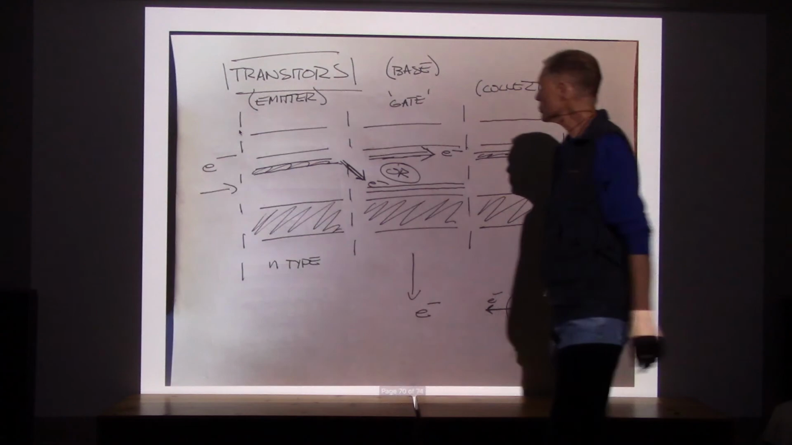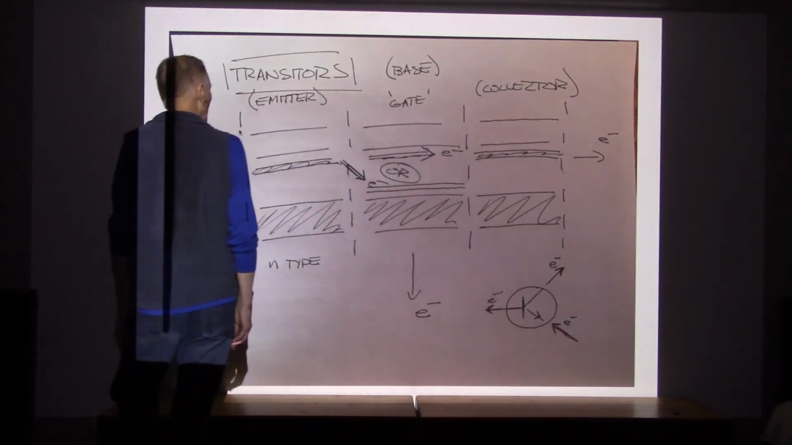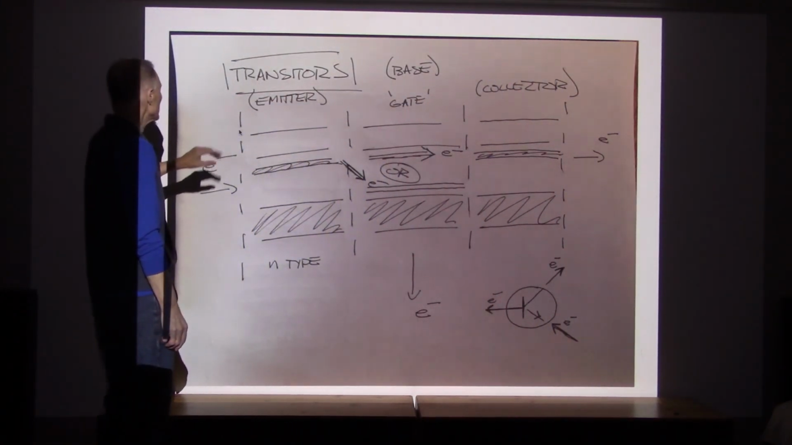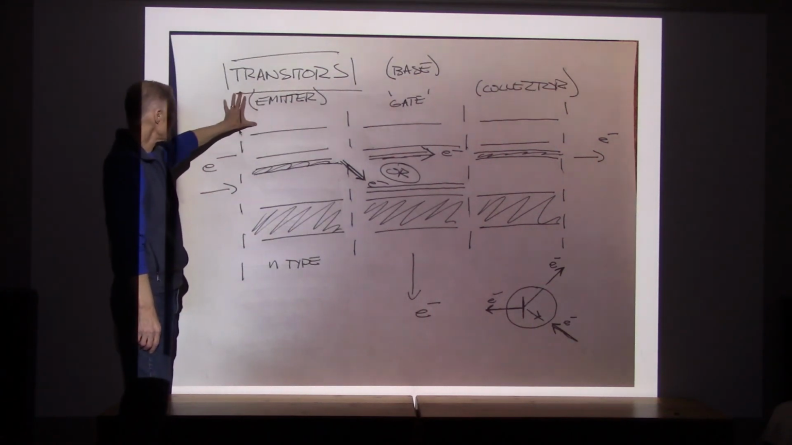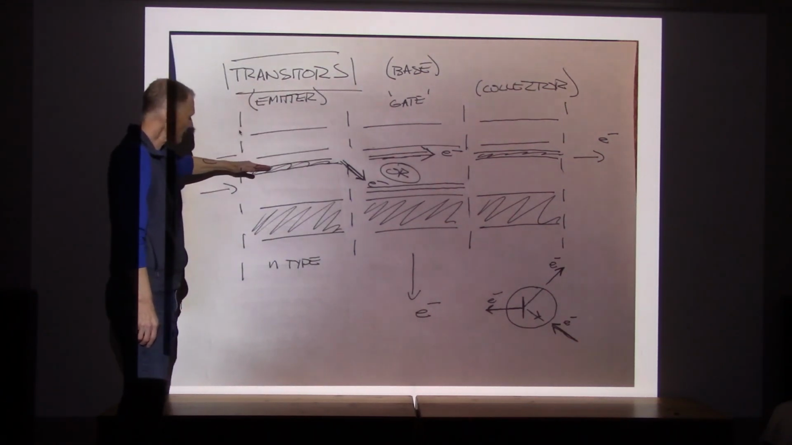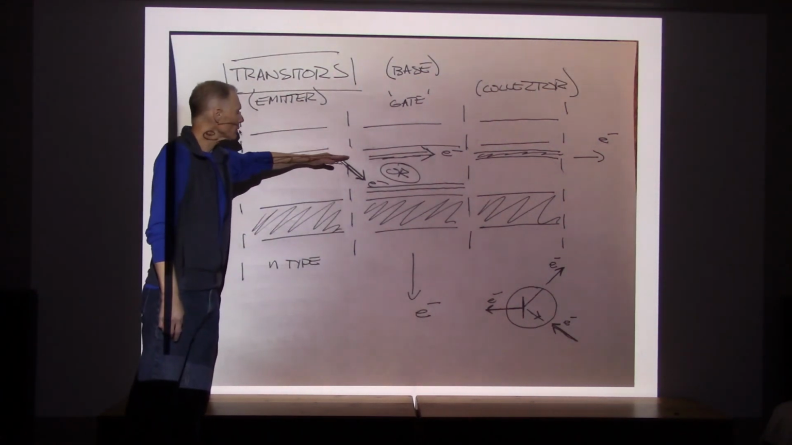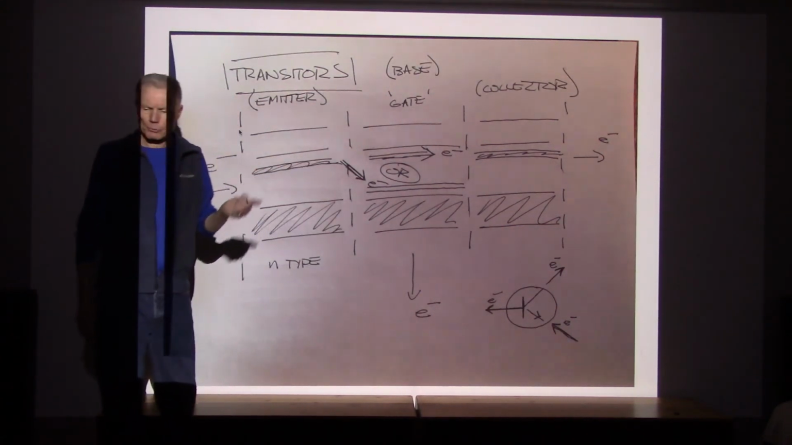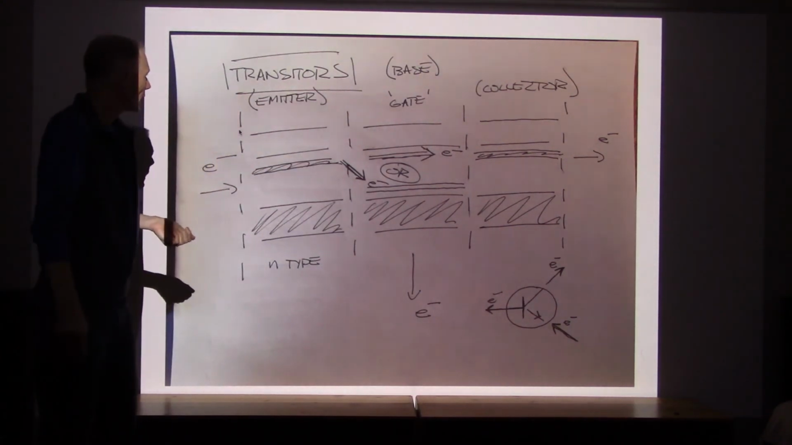Here we go. So here's an NPN transistor. Here are the electrons coming in through the emitter. They're coming in through these donor levels. Now, here are the two options that they have.